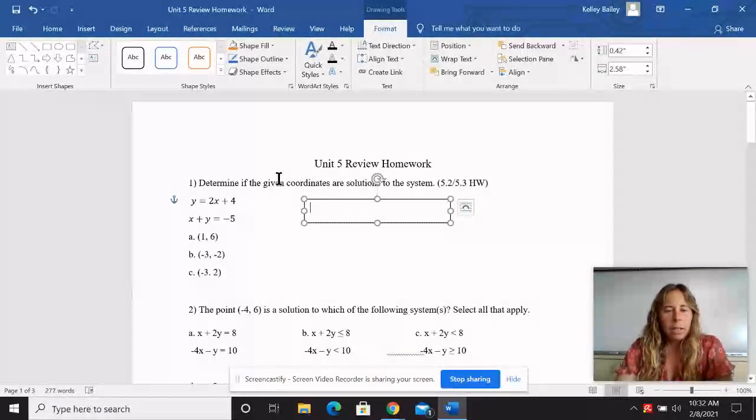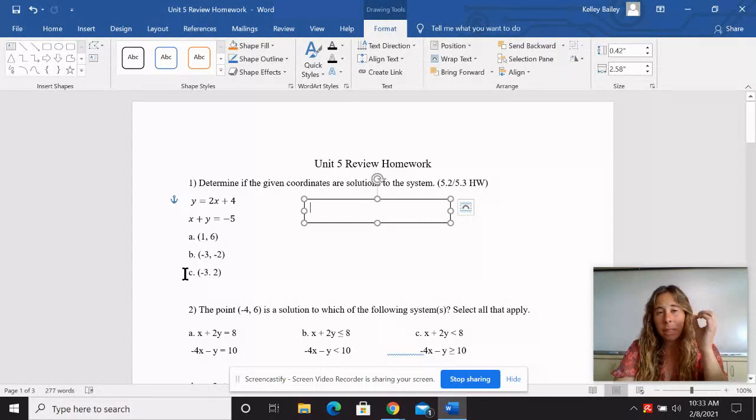Anyways, so you have a system of equations, y equals 2x plus 4, and x plus y equals negative 5. So you have 3 coordinates that you need to try. So what we're going to do is substitute each into both equations. Remember, to be a solution, it has to work in both equations.